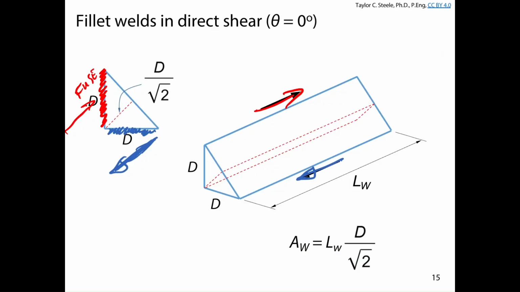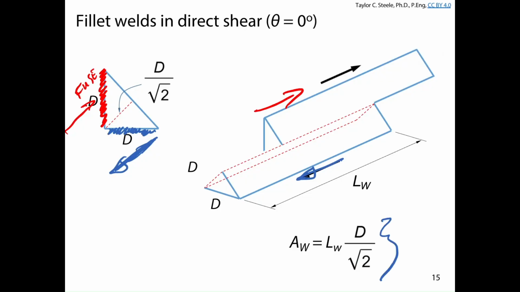Basically what happens when that weld starts to fail is the stresses will be maximum on the smallest area. And as I mentioned, the smallest area is going to be through the effective throat. And so here we've got a length of d over root 2. The face that's carrying the highest stress has an area of d over root 2 times Lw. And so when we're calculating the area for our welds in direct shear, this is the equation that we're going to be seeing most often, d over root 2 times whatever the length of our weld is going to be.